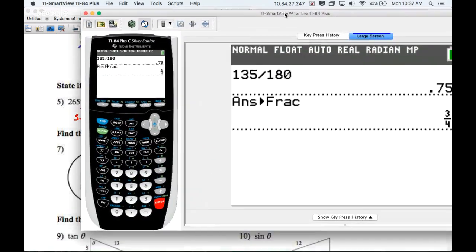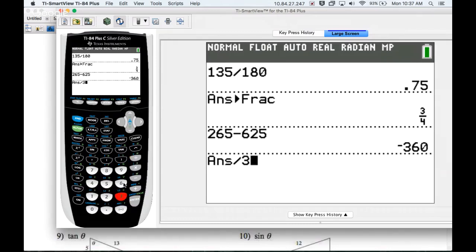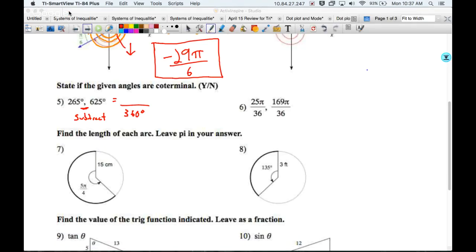265 minus 625 equals negative 360. Divide by 360, I get a negative 1. Negative 1 is an integer, meaning that there's one full revolution between these two angles. So we're going to say yes, coterminal to number 5.